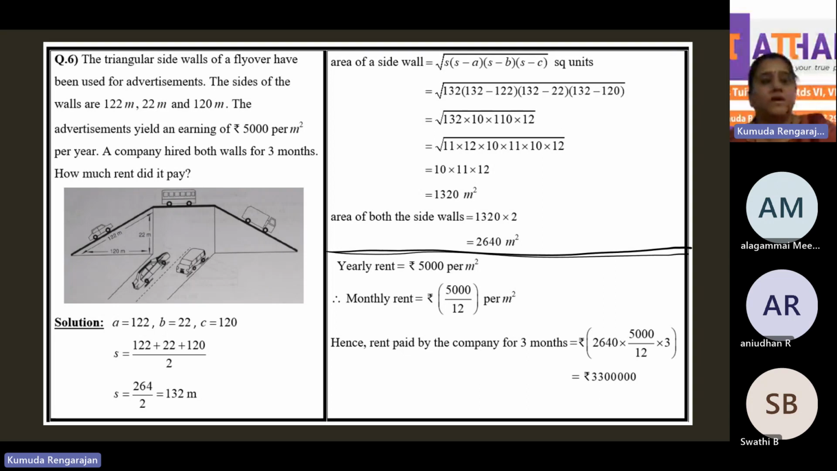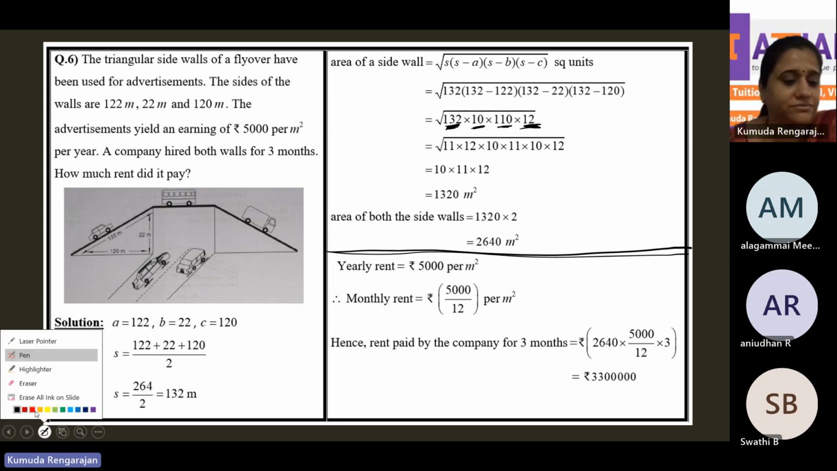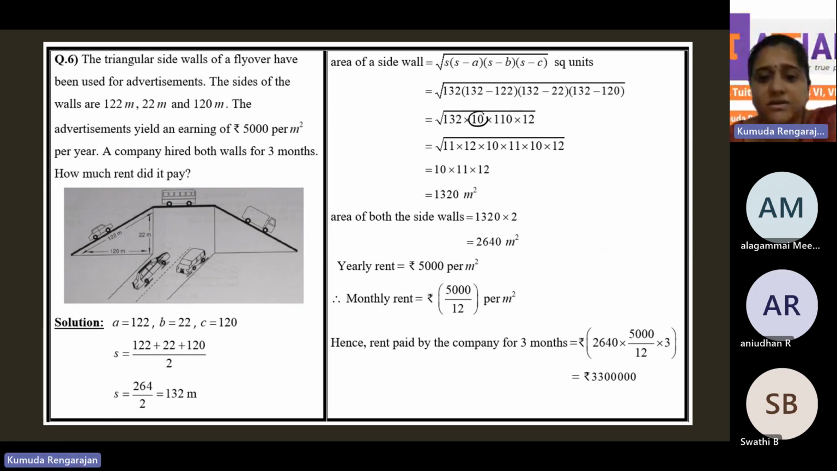So here also you should realize that 132 is a multiple of 12 and 110 is a multiple of 10. So write this 12 as it is here. See this 10 you can see here as it is, this 10. The 12 as it is, 12.